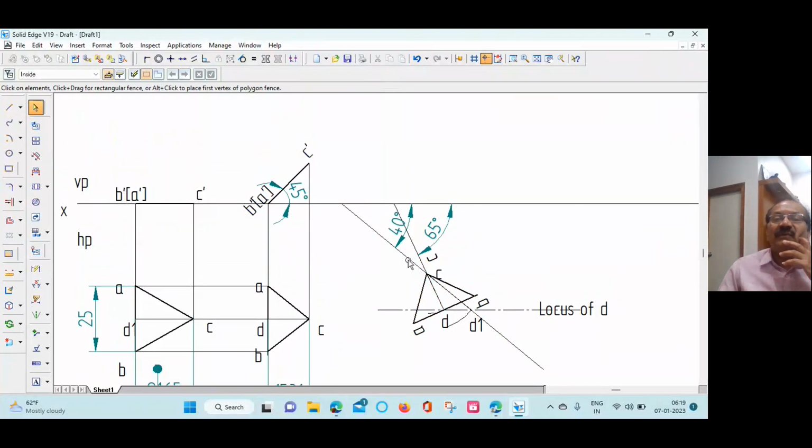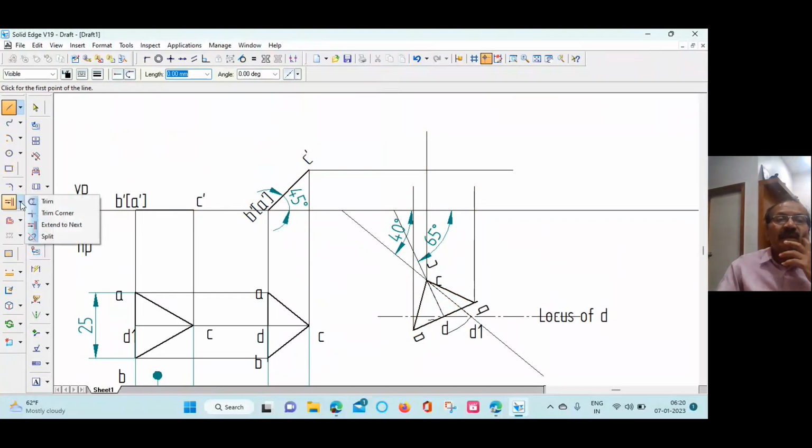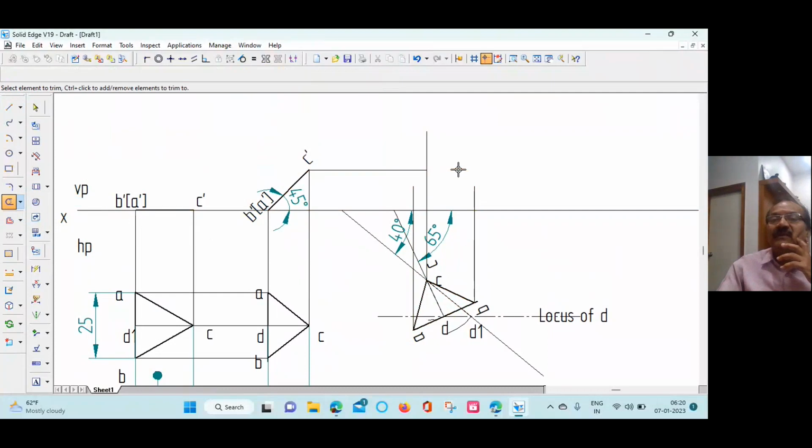Now we turn it. Now we have to find out the front view. To find out the front view, again projection we have to do: horizontal from C, vertical from C, A, this is B. Trim the unwanted lines. Extra lines, whatever we have to trim, trim that.